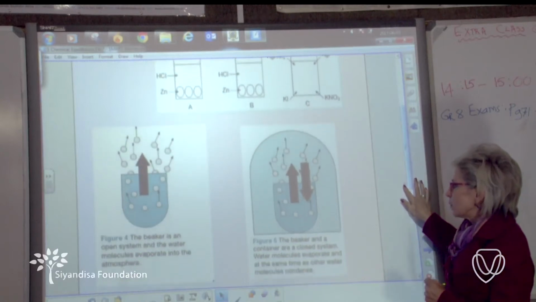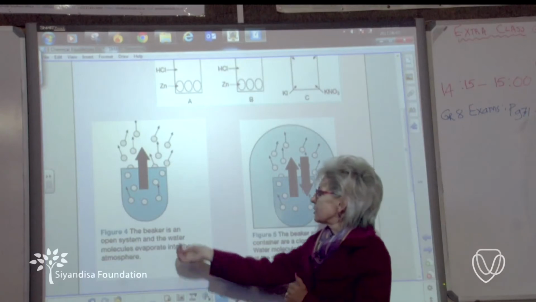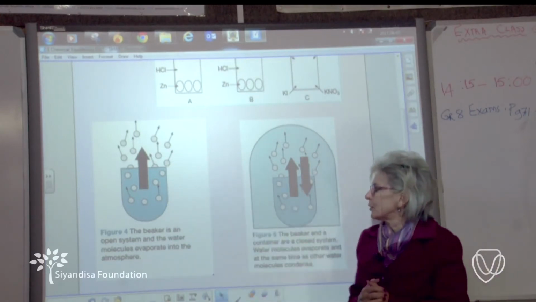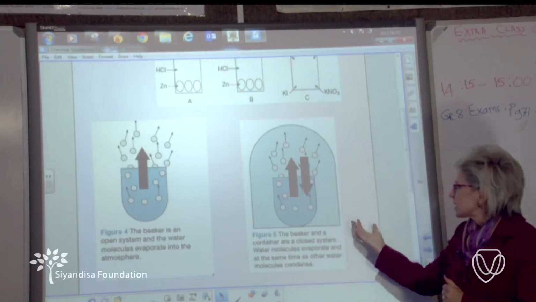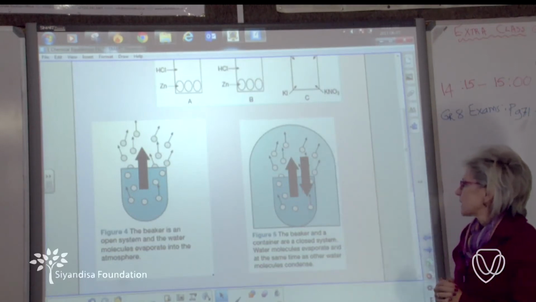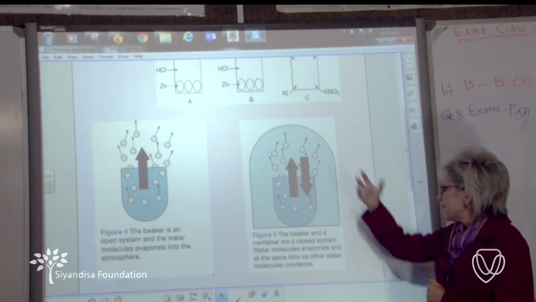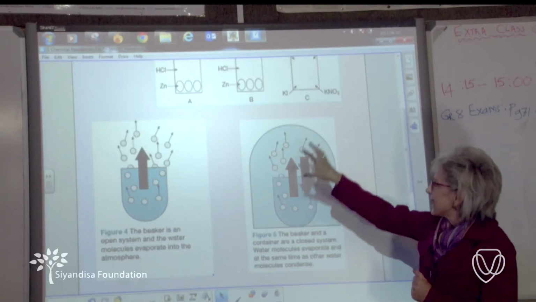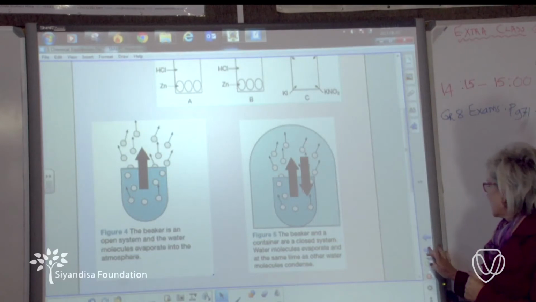Here, just another way of representing an open system and a closed system. In this one, we've got an open system because the water particles are able to evaporate and escape into the atmosphere. So that is an open system. In this one, there's been a container placed over the beaker. So the water molecules may evaporate and they may condense, but they all remain within the same system. Therefore, that would be a closed system.